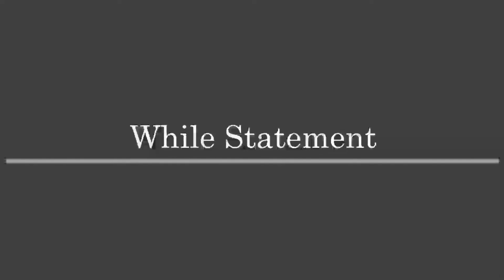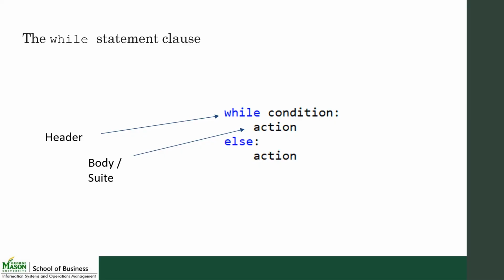Let's take a look at a while statement, which is similar to a for statement because it does iterations. Here's an example of how the general syntax would look. The header contains a condition, and if that condition is true, the suite will execute. But if that condition is false, then the else clause will execute. The while statement will continue to repeat until the condition in the while header is false.